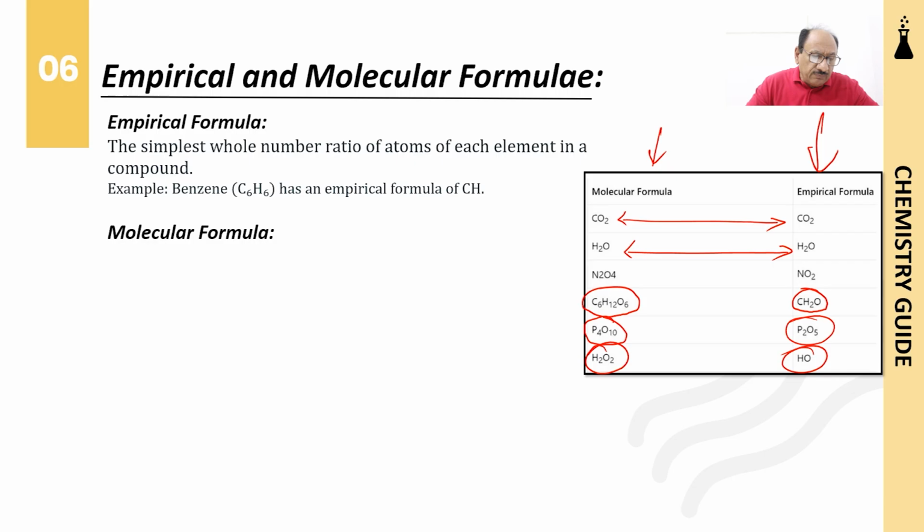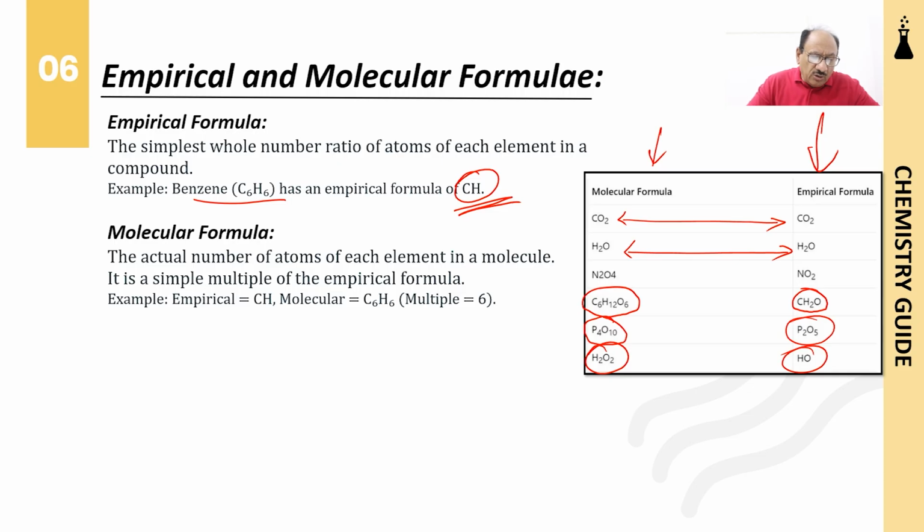So empirical formula is the simplest whole number ratio of atoms of each element in a compound. Benzene, for example, we can take C6H6, and the empirical formula will be the simplest whole number ratio, which is CH only. Then molecular formulas are the actual number of atoms of each element in a molecule, like C6H6. So the multiple is 6. The empirical formula is CH, basically C1H1. If we multiply this by 6, we will get C6H6. So this is how we can find the molecular formula.